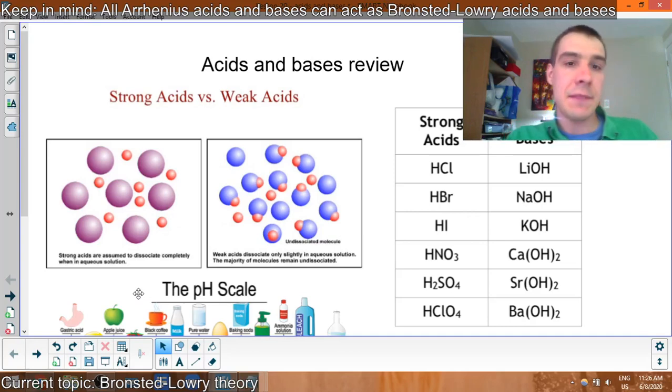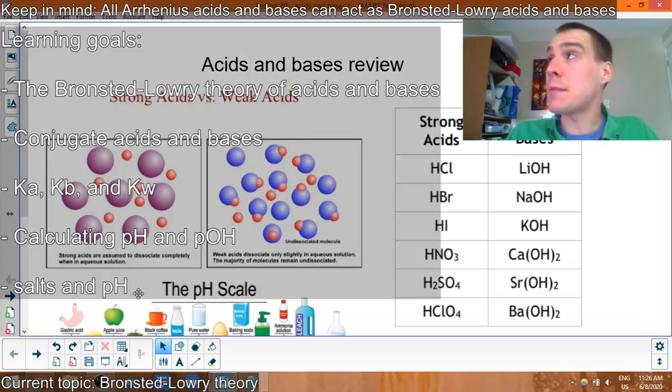All right, grade 12 chemistry. Let's talk about acids and bases. Here's what we're going to talk about today. First, we're going to learn a new theory, potentially for most of you, the Bronsted-Lowry theory of acids and bases. Then we'll talk about conjugate acids and bases, which exist in the Bronsted-Lowry theory. We'll talk about some equilibrium constants, Ka, Kb, and Kw.